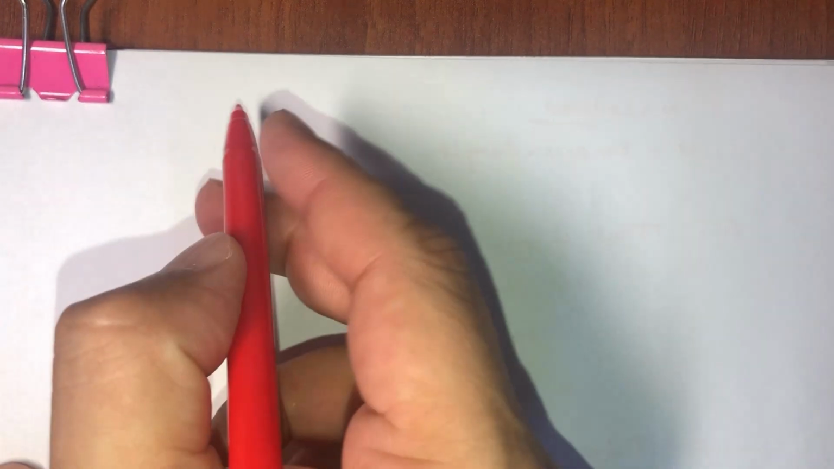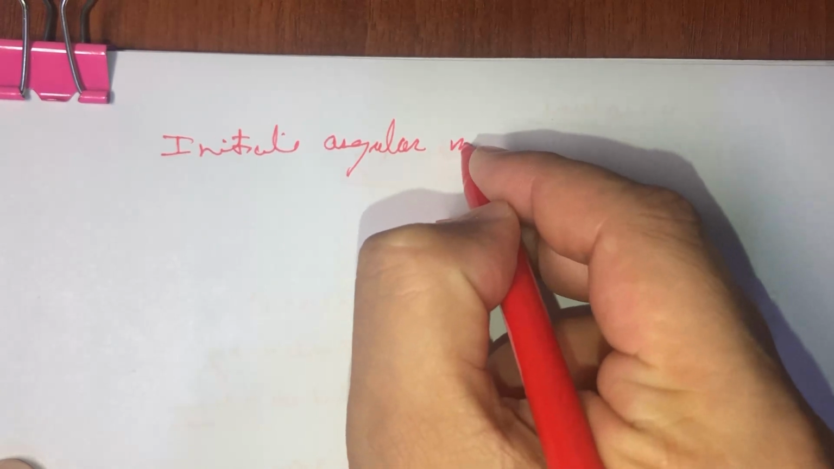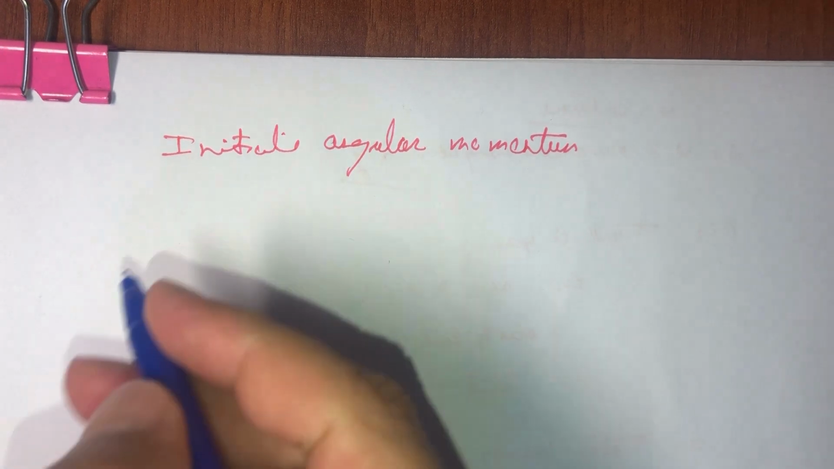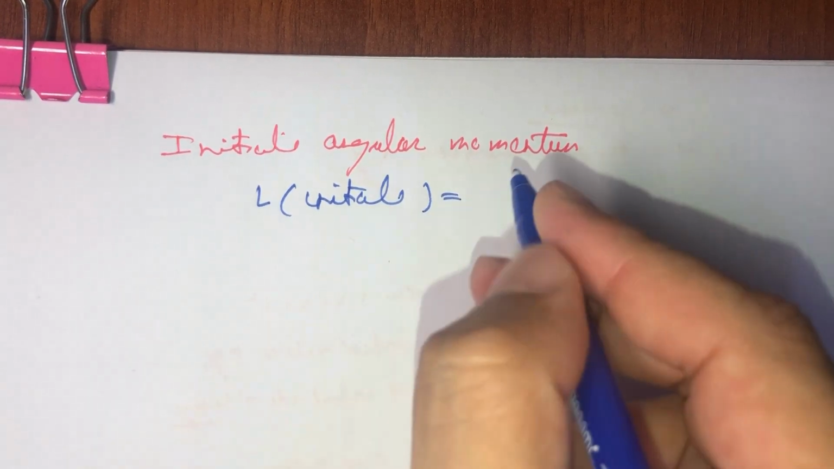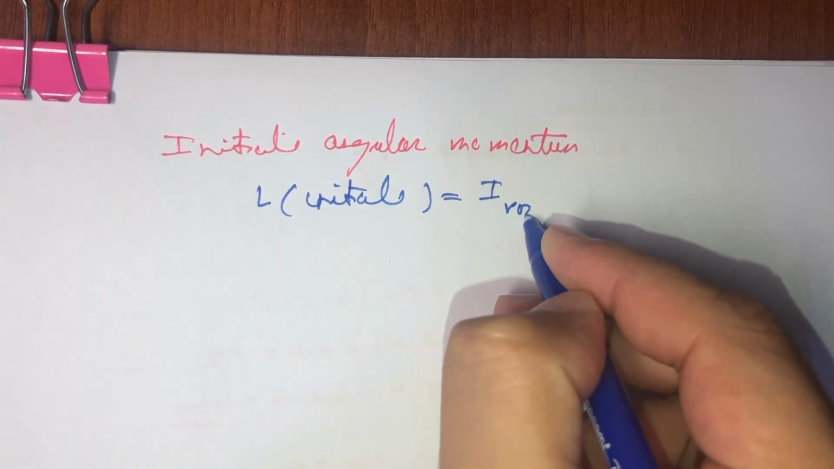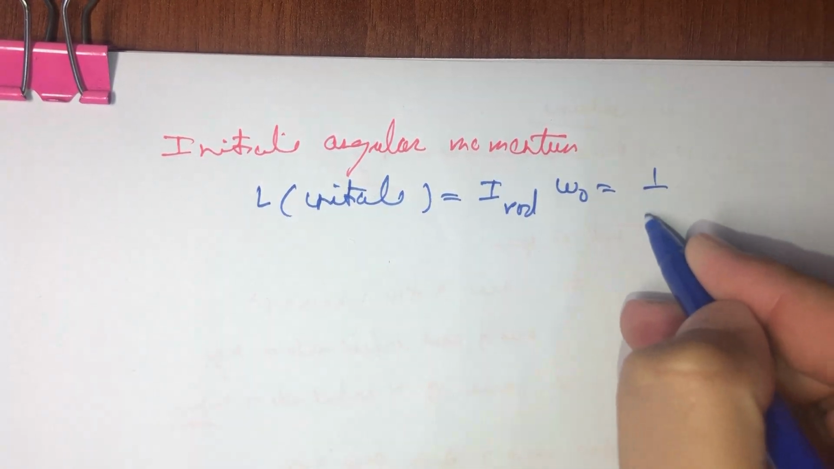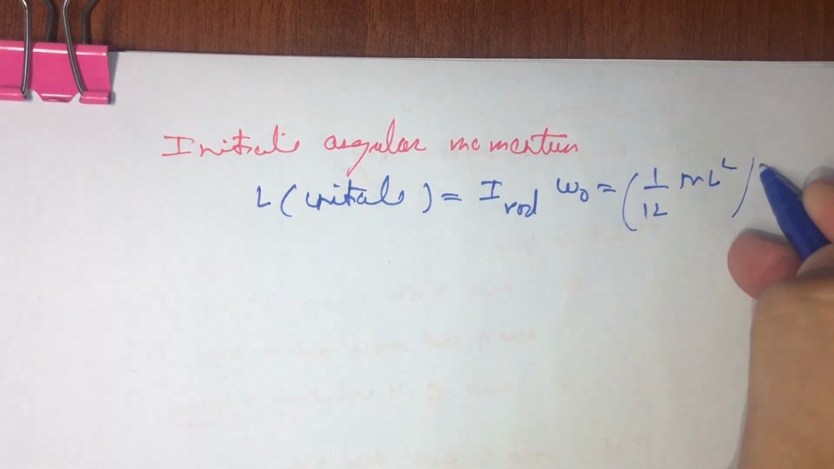Therefore we can say that the initial angular momentum, let us call that L initial, will be equal to moment of inertia for the rod multiplied by omega naught, that's angular velocity. So we have this as 1/12 ML square multiplied by omega naught.